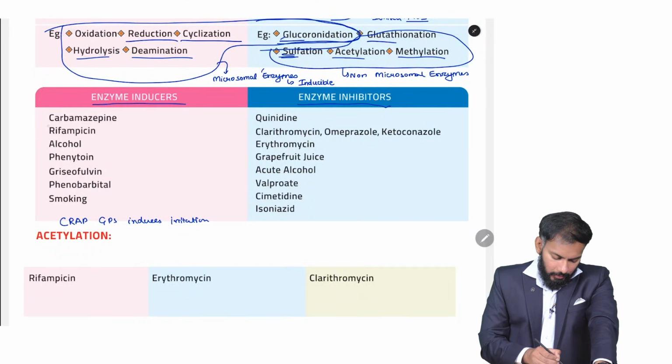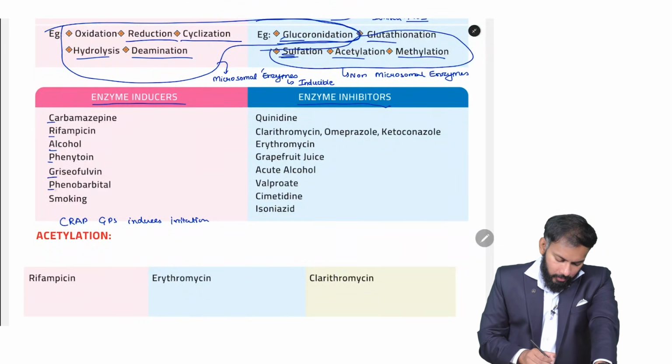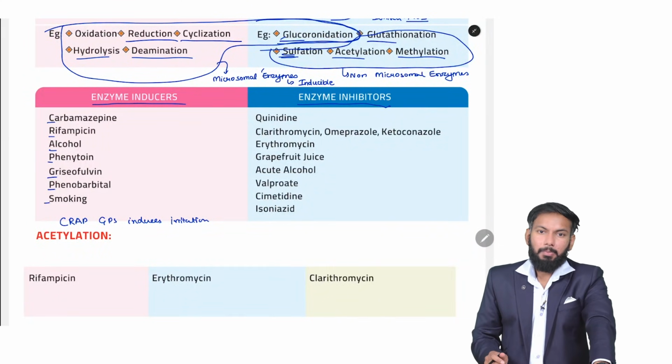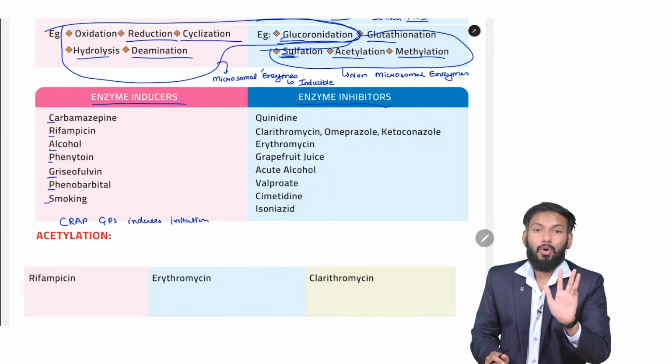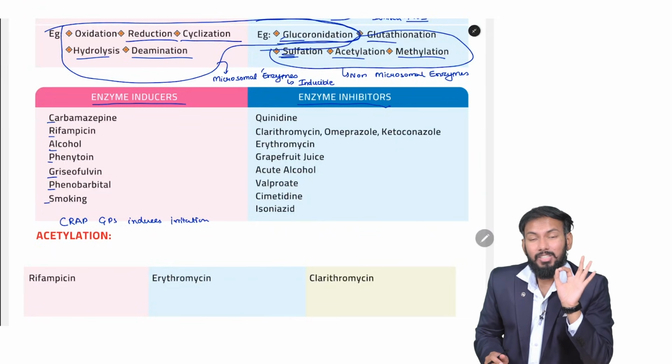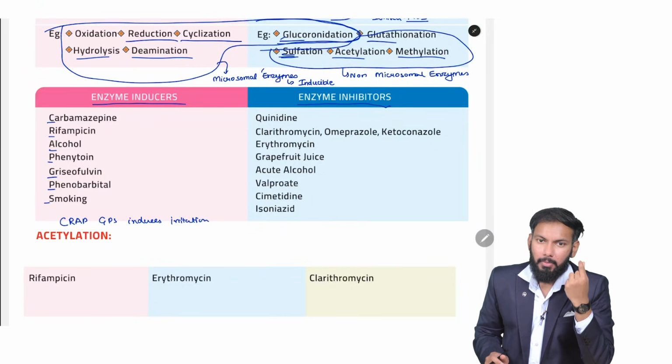So CRAPGPS: C for carbamazepine, R for rifampicin, A for alcohol, P for phenytoin, G for griseofulvin, P for phenobarbital, S for smoking. You need to remember these.